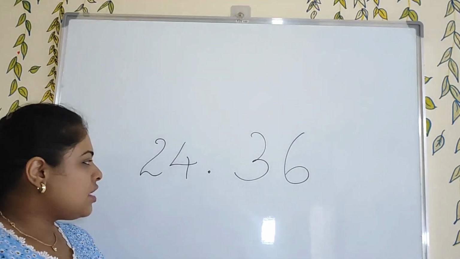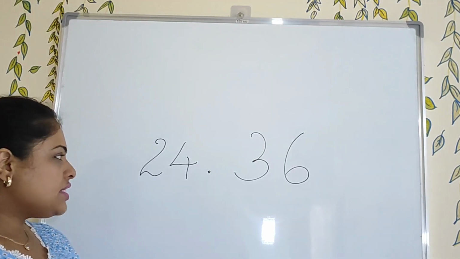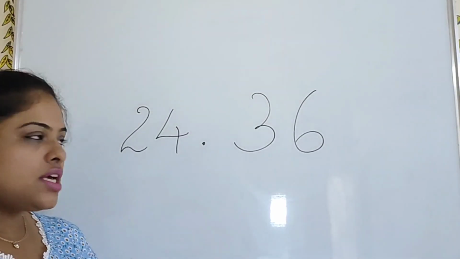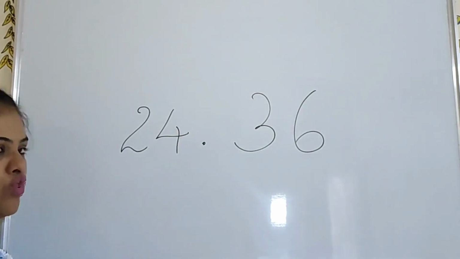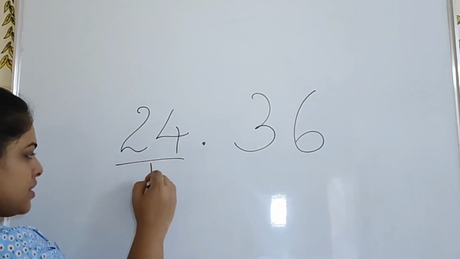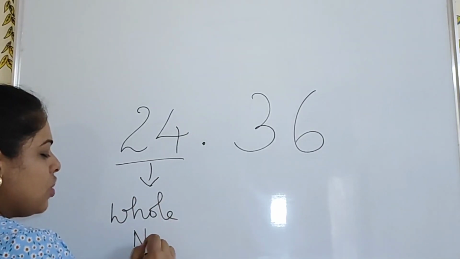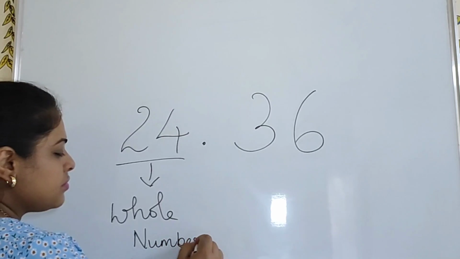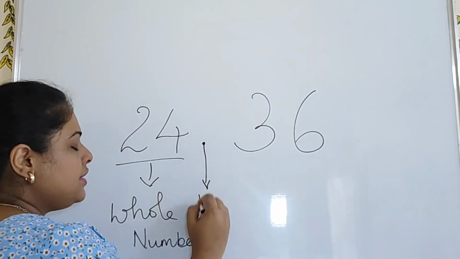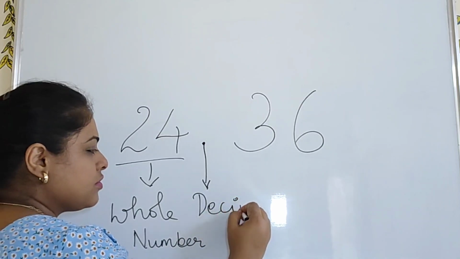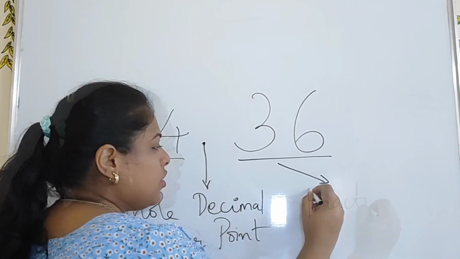Now here I have written a number, 24.36. When I say 24.36, what does this 24 indicate? Before the point, what's this 24? The 24 is a whole number. And what about this point? Of course, this point is a decimal point. 36 will be a fractional part.